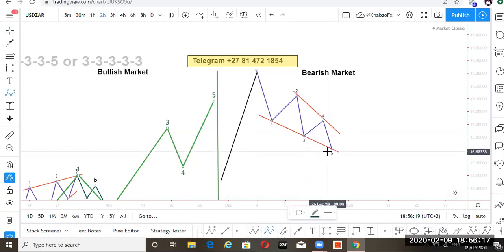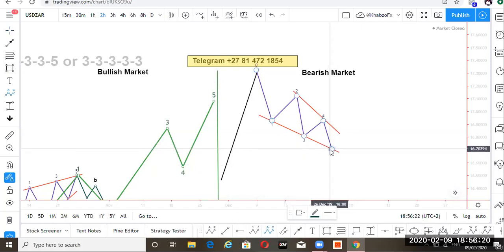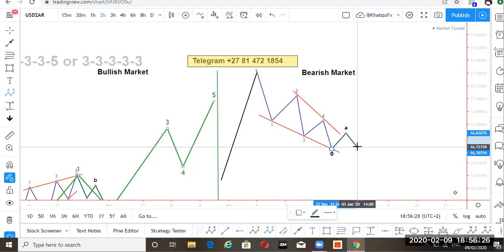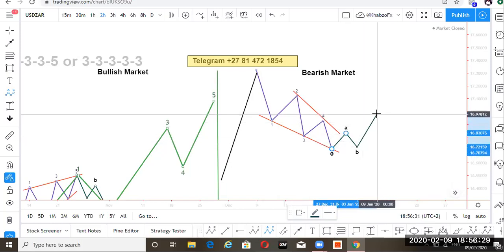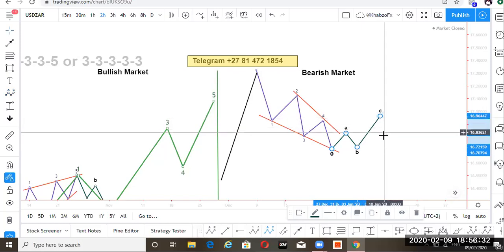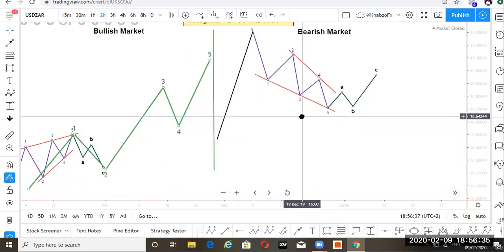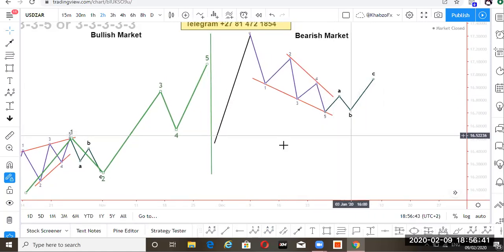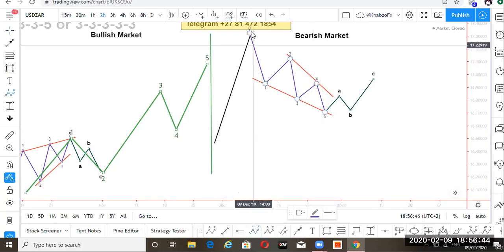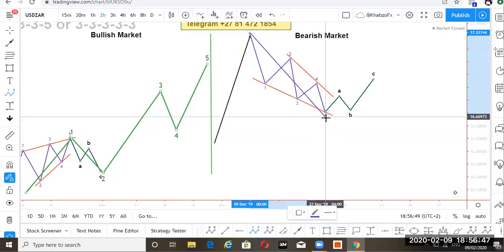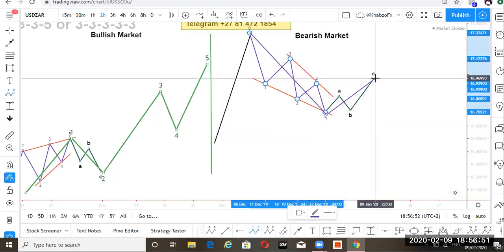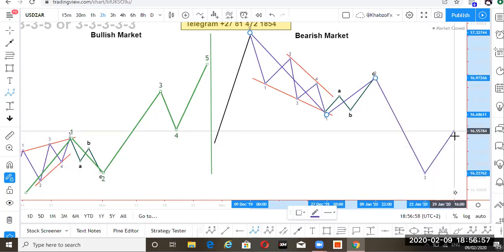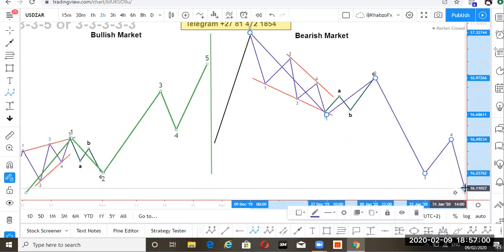Then we will have a correction here, right? A, B, C. And once you have this correction here, you can start initiating your orders to trade wave number three. So this is wave one, one, two. You're gonna have three here, four, and five.